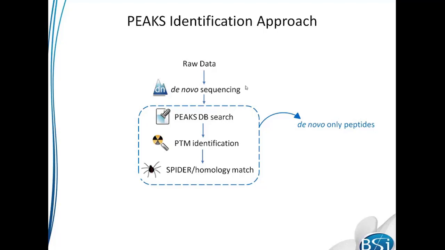And once you do all these searches, whenever you do an identification search with PEAKS, you always get a list of Denovo-only peptides, and I'll talk a little bit about that. That's actually a list of the Denovo sequences from scans that cannot be matched by your initial database search. And that's where you can find some really useful extra information that may not be possible to find with the database search.